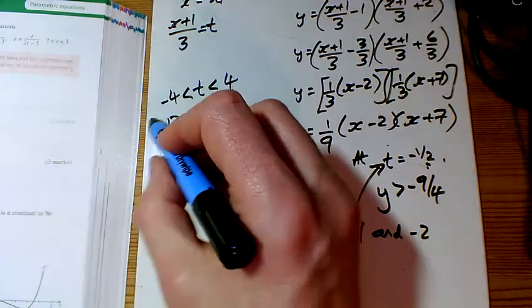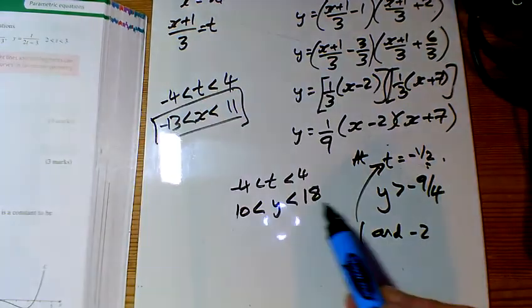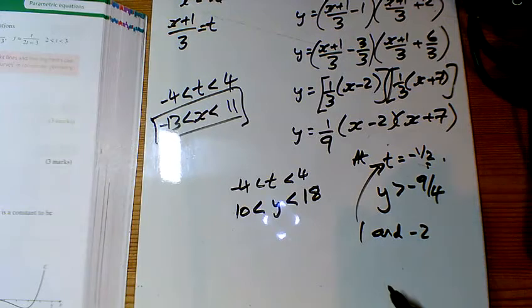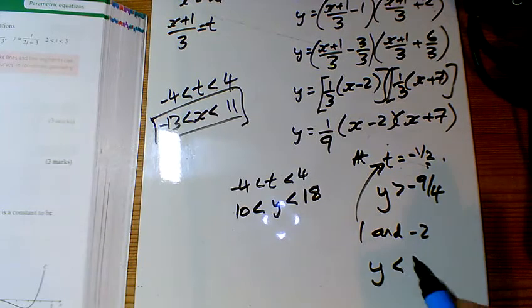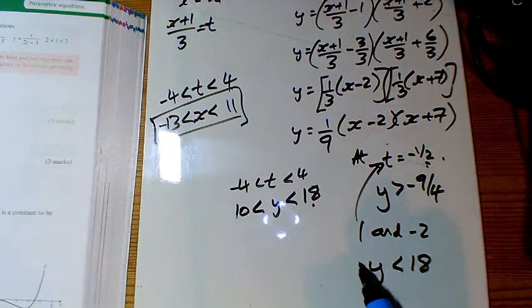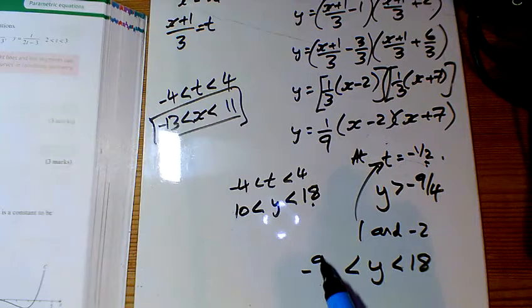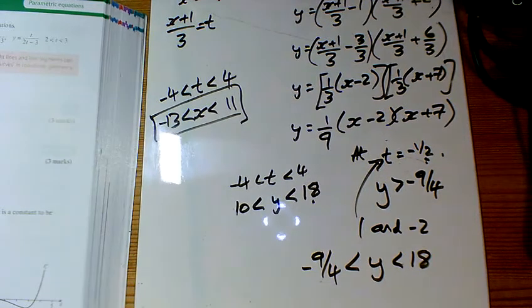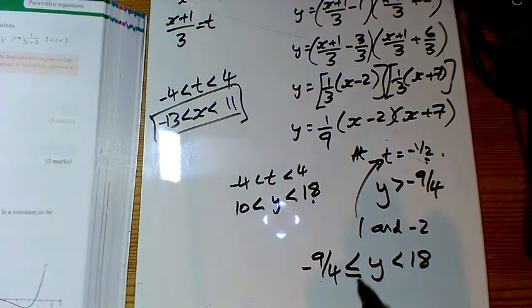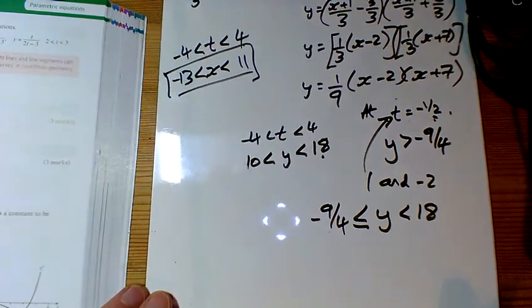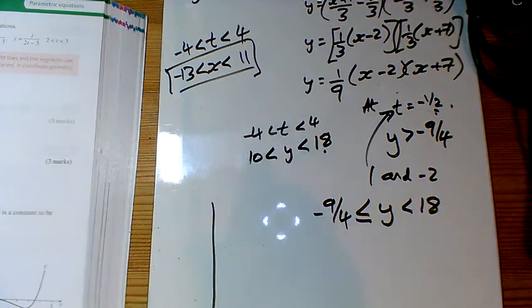So there's your domain, and now our range is that y is less than 18. We know it's less than 18, but it can go all the way down to -9 over 4, and it can equal that. We haven't even finished yet, have we? We've still got to draw the graph for it.